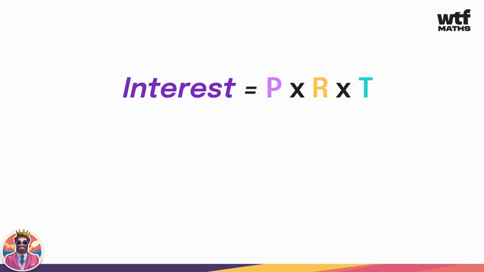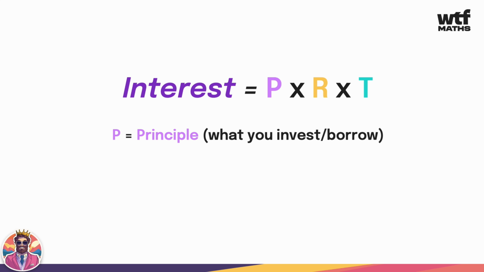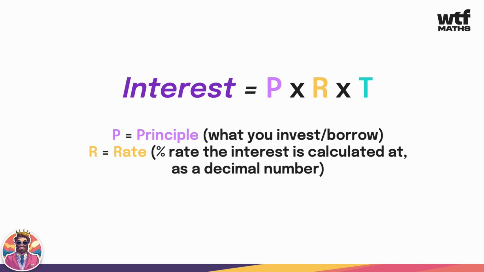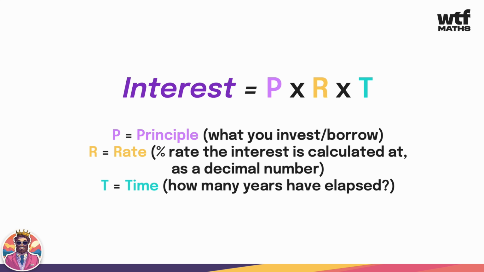So the formula for simple interest is P times R times T. P stands for principal. This is the amount of money that you invest or you borrow from the bank. R stands for rate. This is the percentage rate the money is calculated at. We use it as a decimal number because it makes our calculations easier to work out. And finally, T stands for time. How many years have passed since the money's been borrowed or invested?